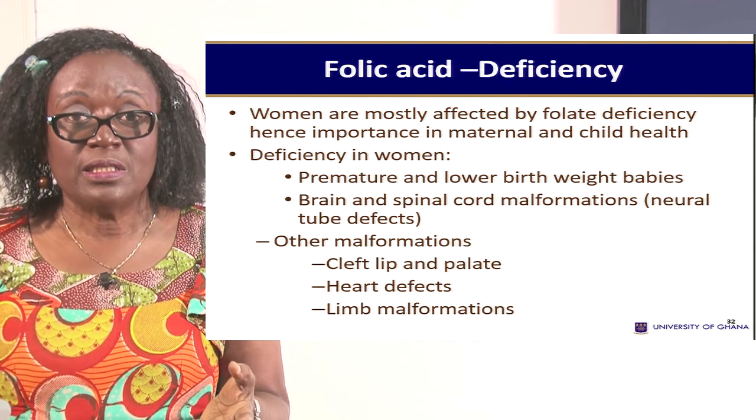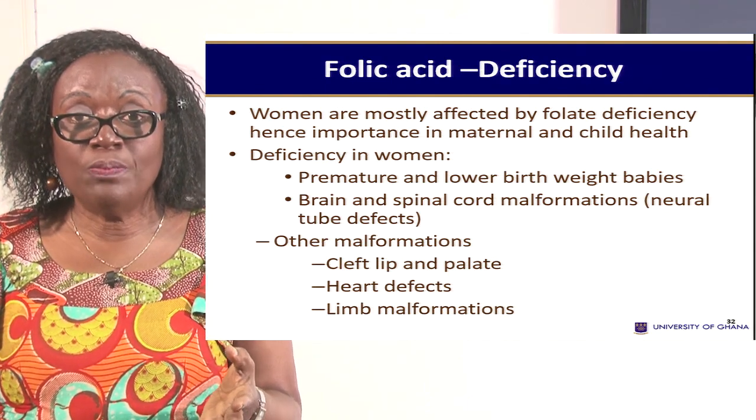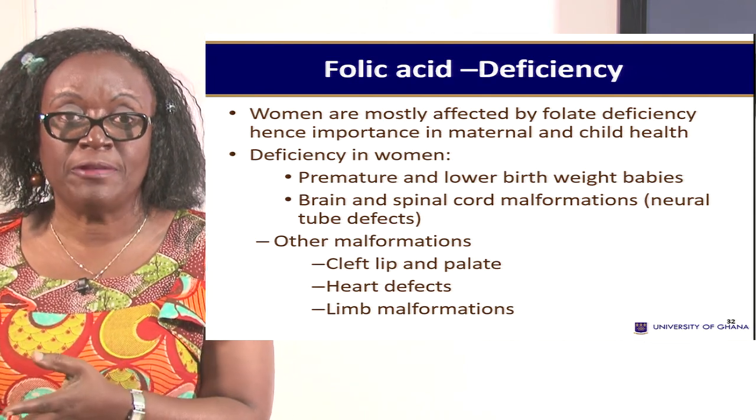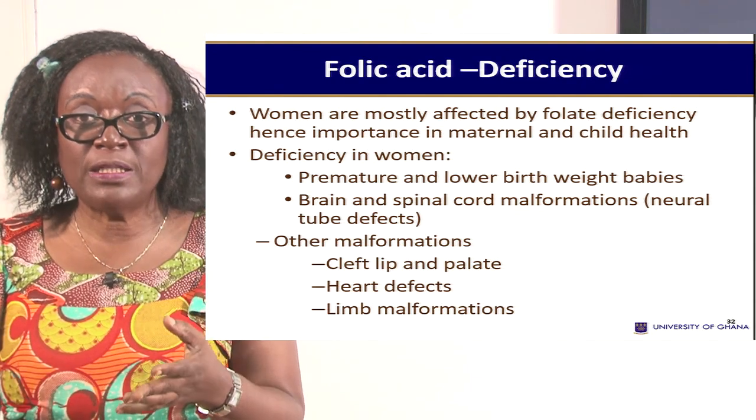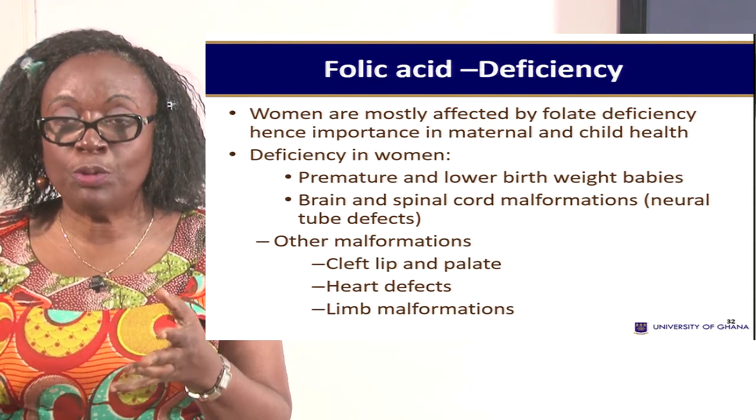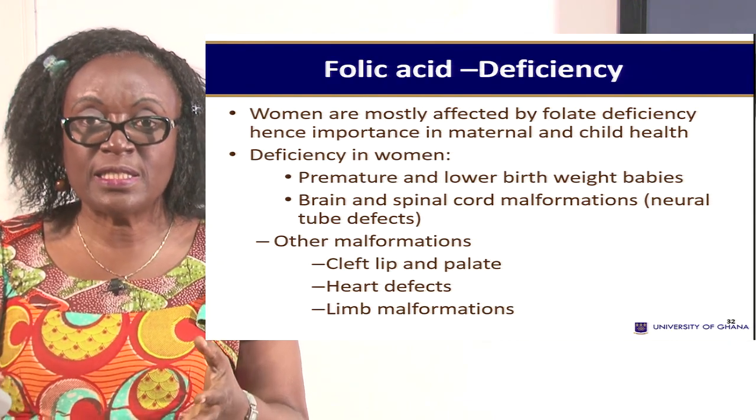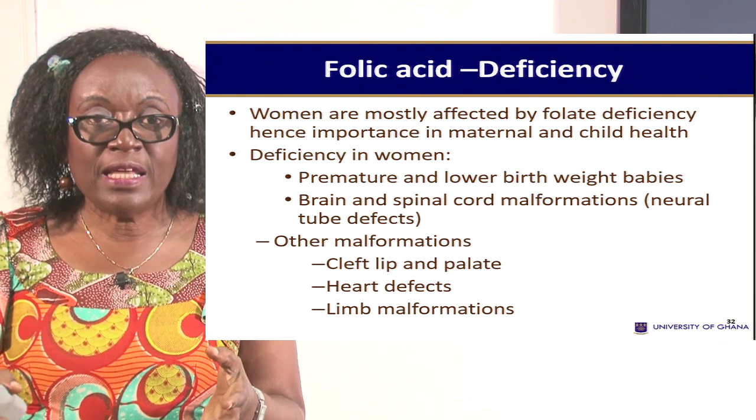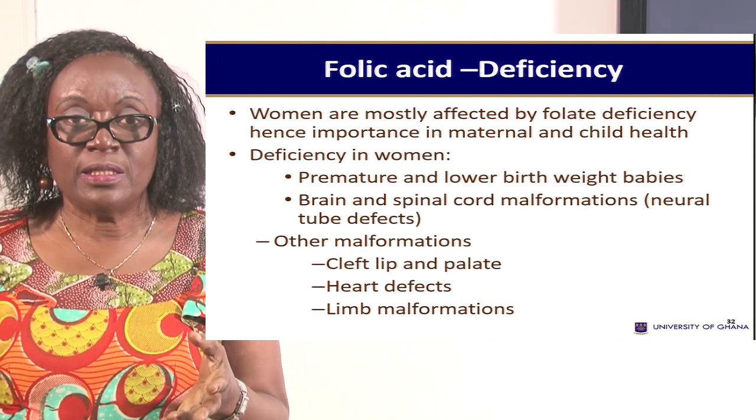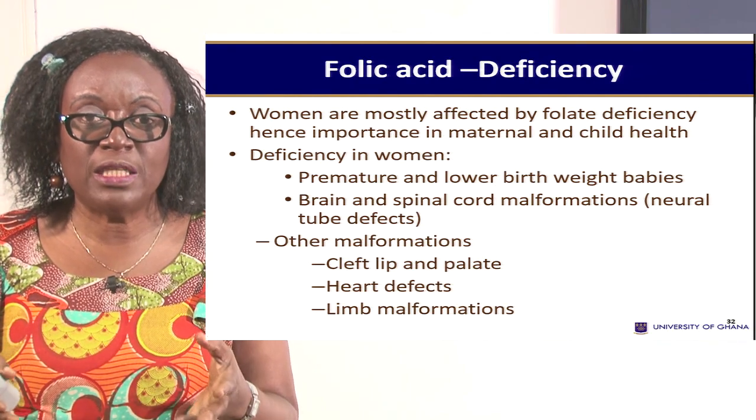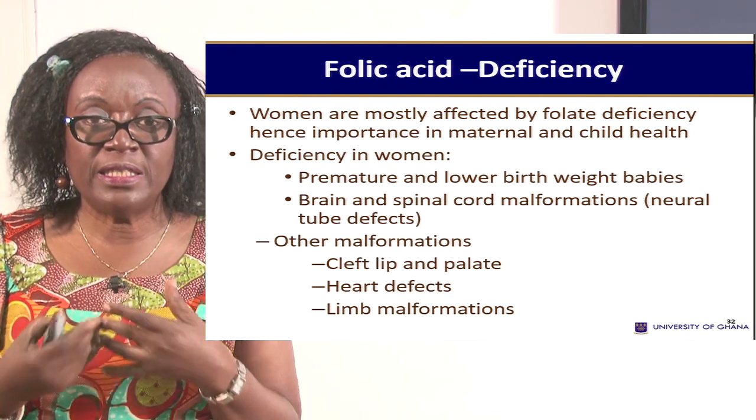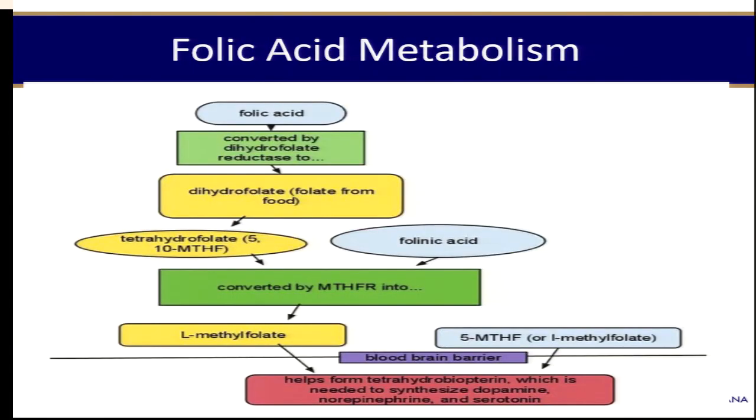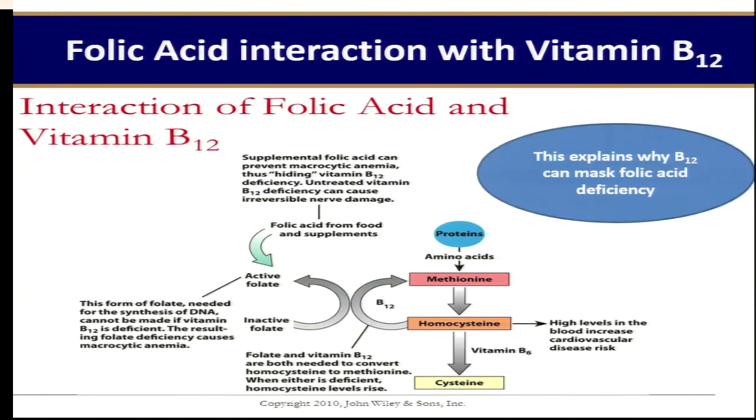So deficiency can lead to premature or low birth weight babies. And once you have premature or low birth weight babies, the risk of death is very high. The brain and then the spinal cord are not formed properly because of its role in DNA synthesis, which we call neural tube defect. Other malformations also occur when there is folic acid deficiency: cleft lip and palate, heart defects, and then limbs are also not formed properly. And I'm sure you have been seeing some of the pictures in the newspapers.